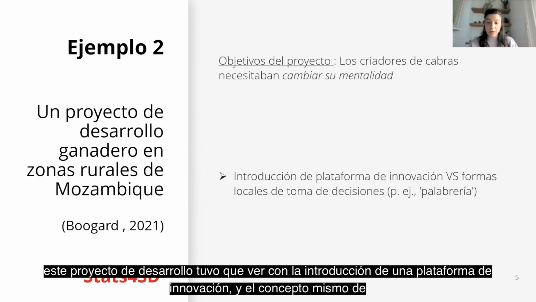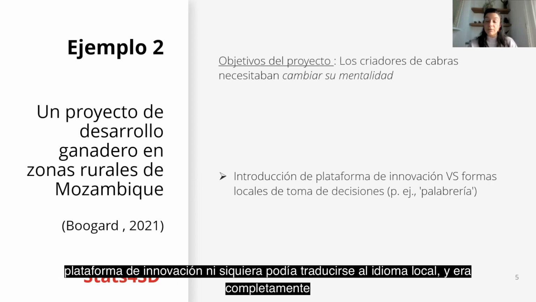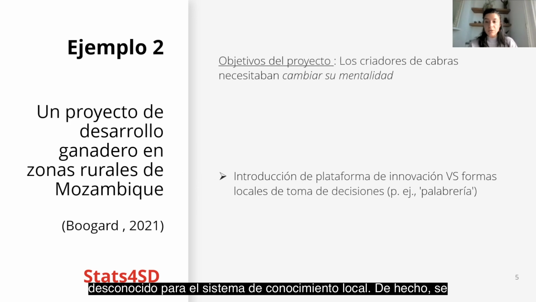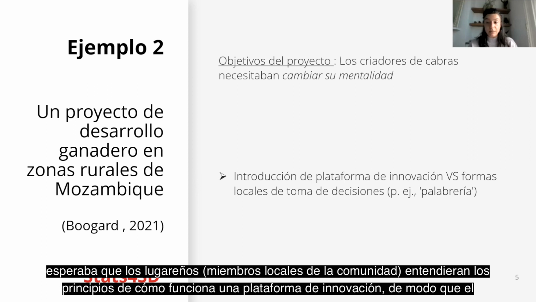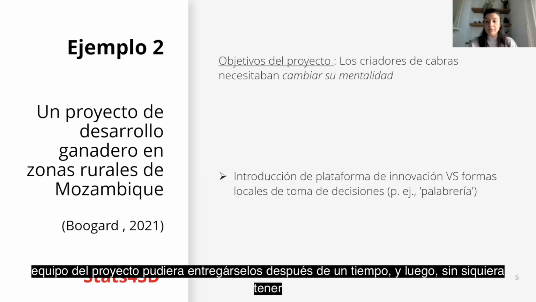Another aspect of this development project had to do with the introduction of an innovation platform, and the concept itself of innovation platform could not even be translated into the local language, and it was completely unknown to the local knowledge system. In fact, local members of the community were expected to understand the principles of how an innovation platform functions so that the project team could then hand it over to them after some time, without even taking into consideration the fact that they may have had other local ways of taking decisions.